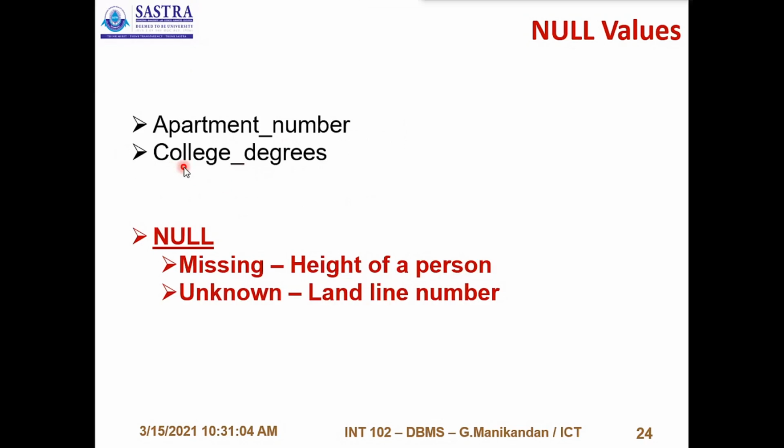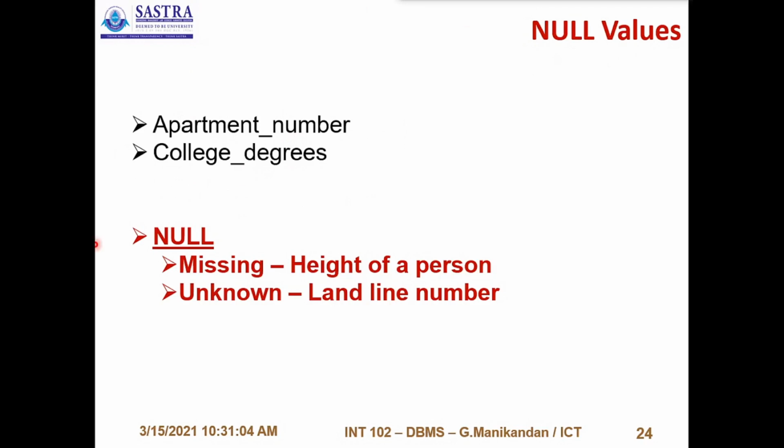In that case, you can use null as an input. Again, be clear: null is not blank. If the data type is string, it is not blank. If the data type is integer, it is not zero. Null means currently the value for that attribute is unknown. Currently my house is an independent house. In future, I can modify my house into an apartment, and at that time it may have an apartment number. So null means that as of now, the value is not known.